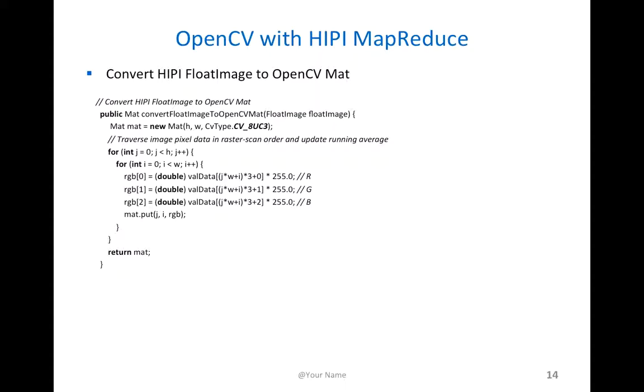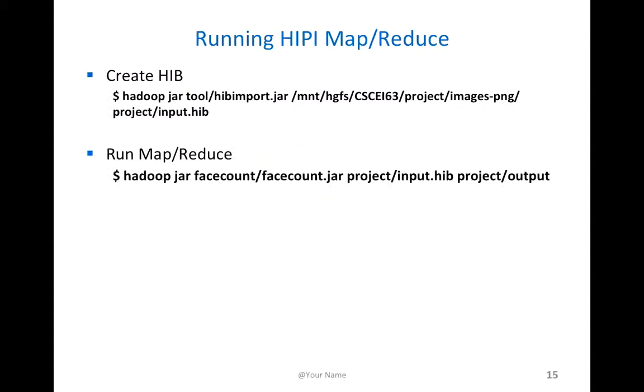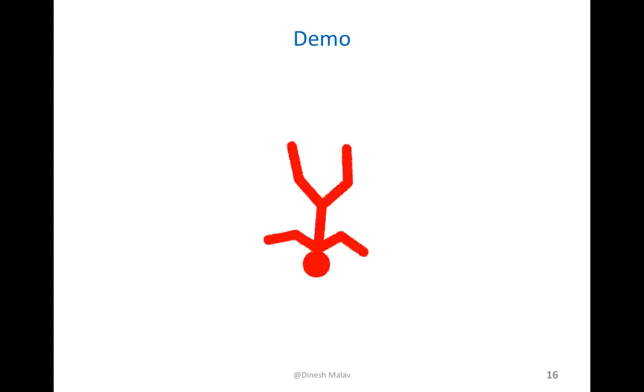Another area we need to focus on is to convert float image to OpenCV matrix. This is achieved by just walking through each pixel and converting it to RGB value that matrix supports. There are two major steps to running Hipi MapReduce program. One is to create a HIB file and then run the actual MapReduce program.